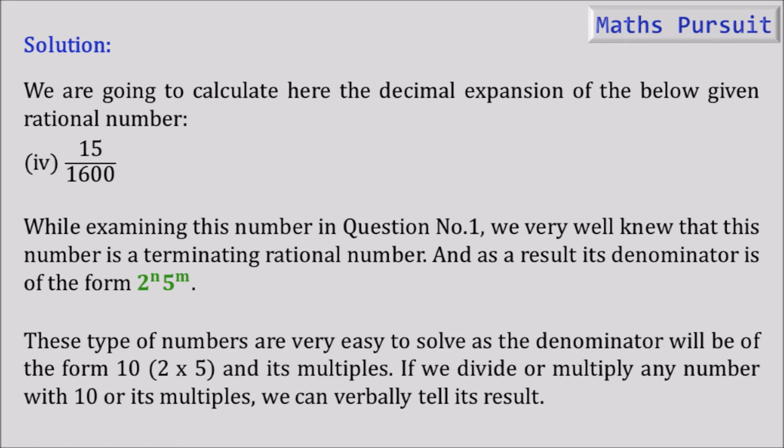Guys, this type of numbers are very easy to solve as the denominator will be of the form 10, because 2 into 5, and its multiples. If we divide or multiply any number with 10 or its multiples, we can verbally tell its result. Like if I multiply 5 into 10, I can say it's 50, or 5 into 1000 it is 5000. Similarly, if I divide 6 by 10, I can say 0.6, or if I divide 6 by 100, I can say 0.06. So it's very easy to find out.